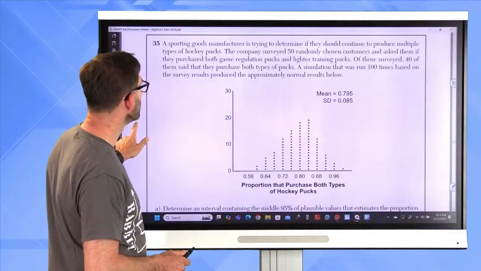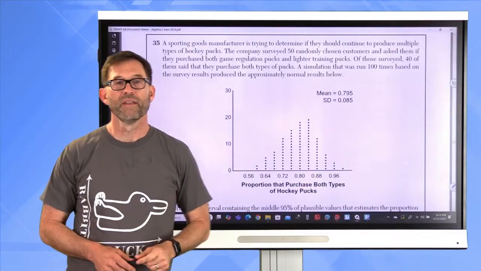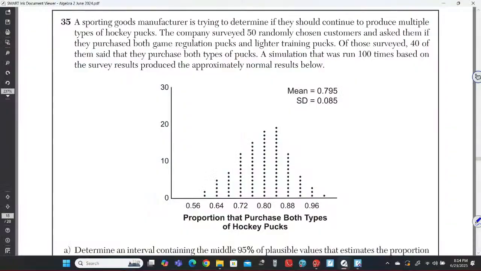Here we go. Oh, you knew one of these was going to come up. Number 35. A sporting goods manufacturer is trying to determine if they should continue to produce multiple types of hockey pucks. The company surveyed 50 randomly chosen customers and asked them if they purchased both game regulation pucks and lighter training pucks. Of those surveyed, 40 of them said they purchased both types of pucks.